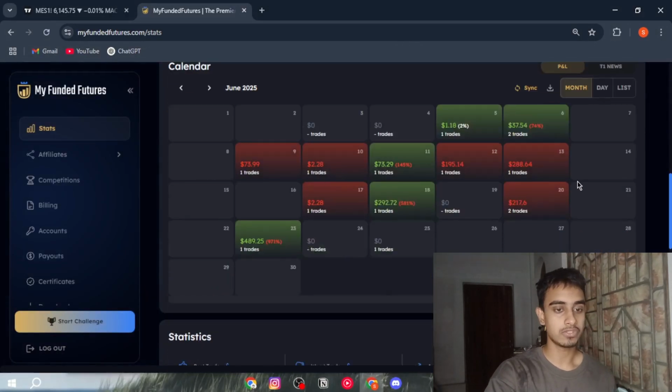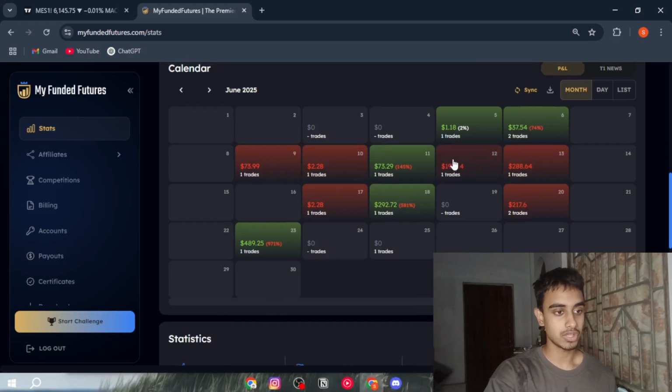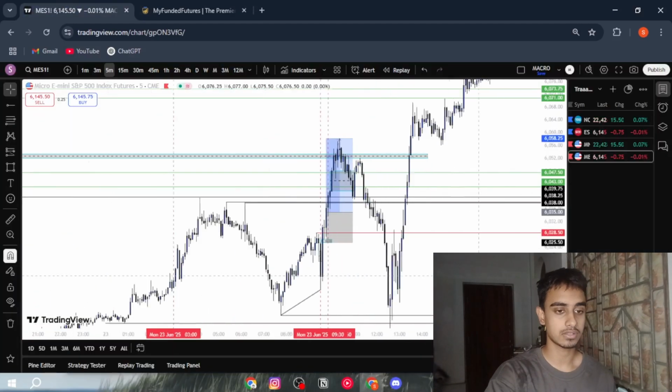Damn, bro, it's all red. This is my PNL calendar as of now. So yeah, let's see the trade.